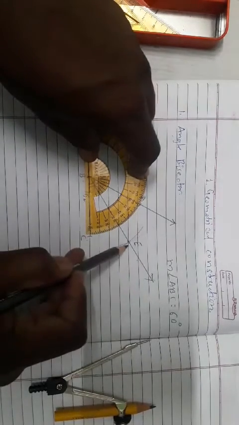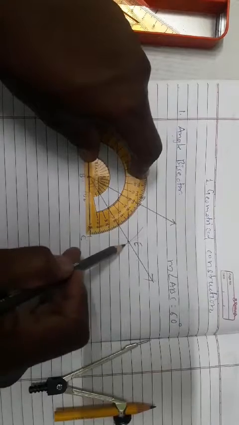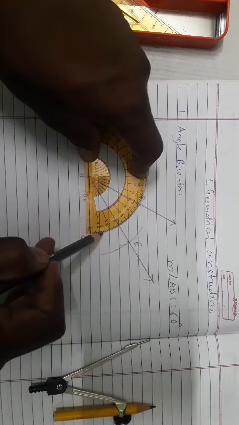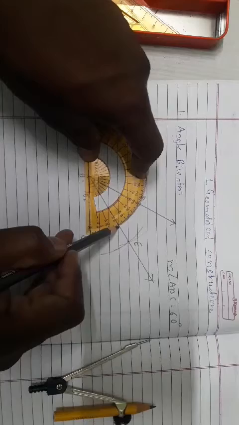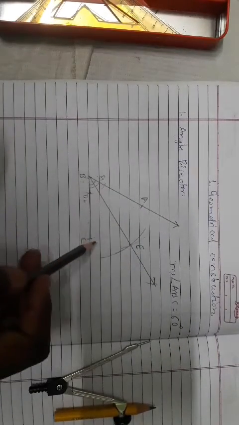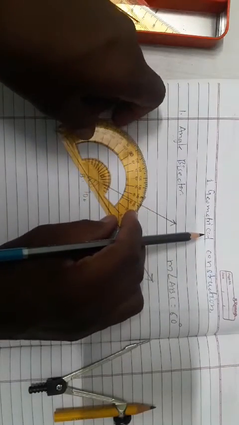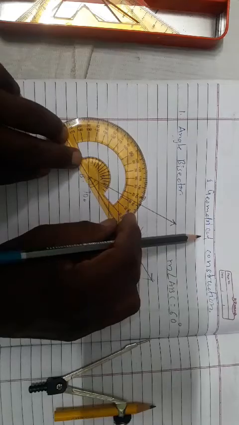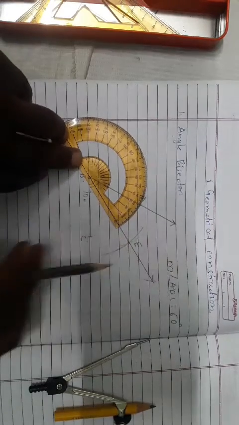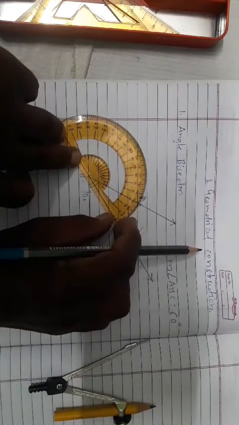This is 0, 10, 20, 30. So this is 30 also. Now we'll measure angle ABE. First we have measured CBE, that is 60. Now we are going to measure ABE. So keep it properly, if you'll see that. This is also ABE. If you'll see 0, 10, 20, 30.